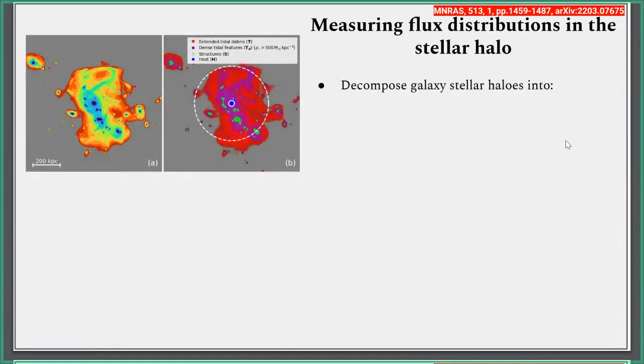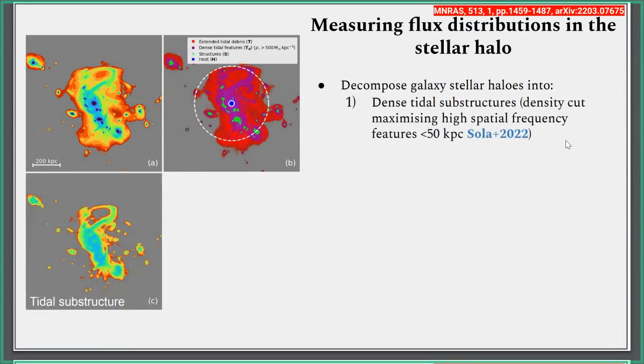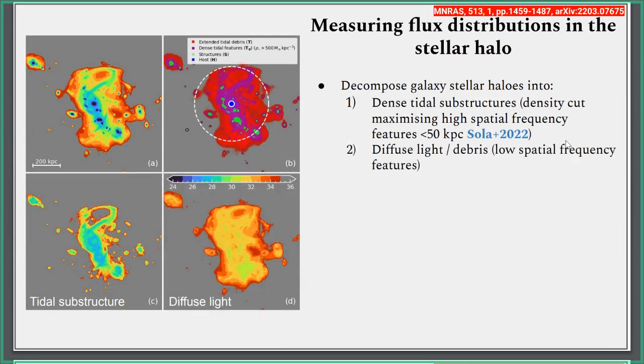Our procedure here is to first decompose these simulated galaxy stellar halos into a couple of components. Here we see the surface brightness map of a galaxy, and here we can see the dense tidal substructure. Basically I've taken a density cut that maximizes the high spatial frequency component of the object. The remaining part is the diffuse light, which is the low spatial frequency component of the stellar halo. This is after removing the actual galaxies from the particle distribution.